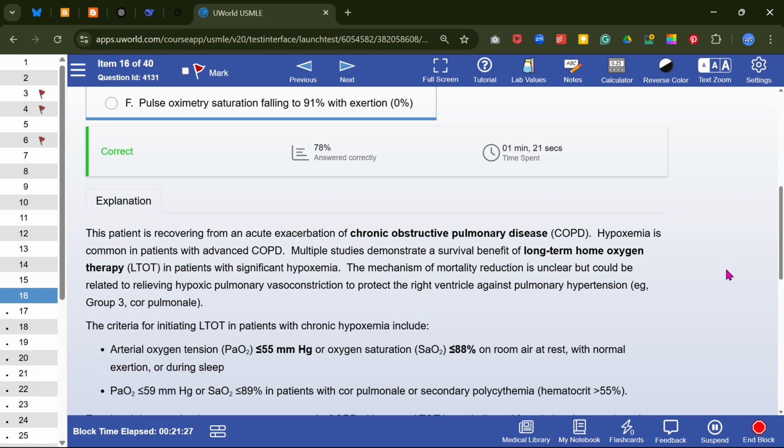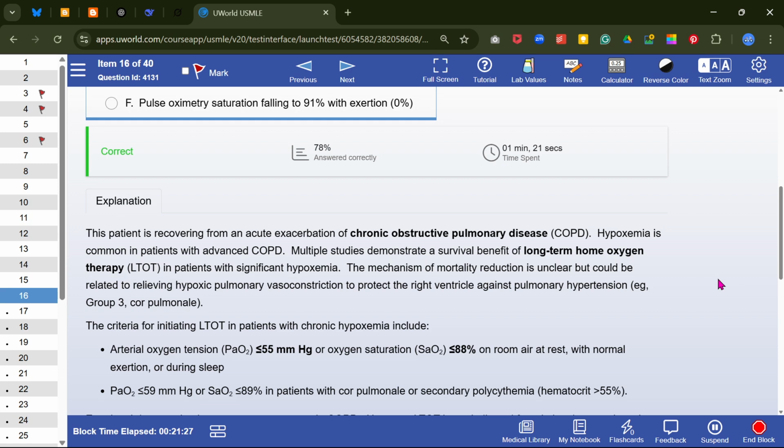This patient is recovering from an acute exacerbation of COPD. Hypoxemia is common in patients with advanced COPD. Multiple studies demonstrate survival benefit of long-term home oxygen therapy, LTOT, in patients with significant hypoxemia. The mechanism of mortality reduction is unclear but could be related to reversing hypoxic pulmonary vasoconstriction to protect the right ventricle against pulmonary hypertension group 3 or cor pulmonale.